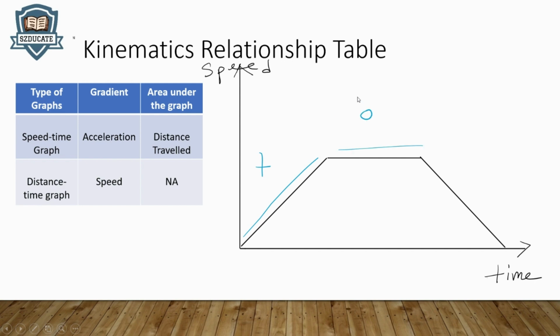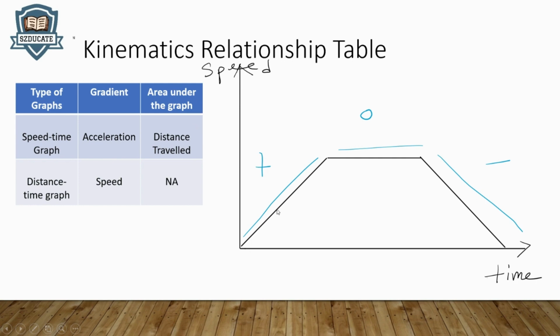Over this stretch, you can see that the gradient is 0 because it's a horizontal line. That means the acceleration is also 0. The last stretch, you can see that it's downward sloping. So the gradient here is negative, which means your acceleration is also negative here and is again constant.